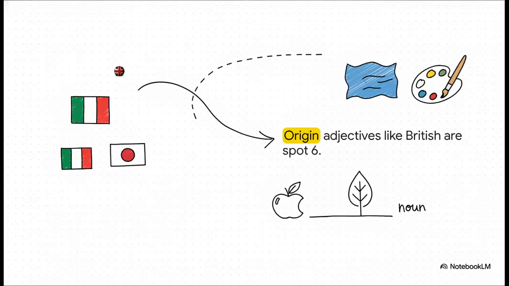Take a look at origin adjectives, like British, Italian, or Japanese. They slot in super late in the game, right at spot number 6. So they come after color, but before material. Why? Well, because where something comes from is an objective fact, so it gets pushed way up close to the noun itself. It feels totally natural there because it's practically part of the object's core identity.